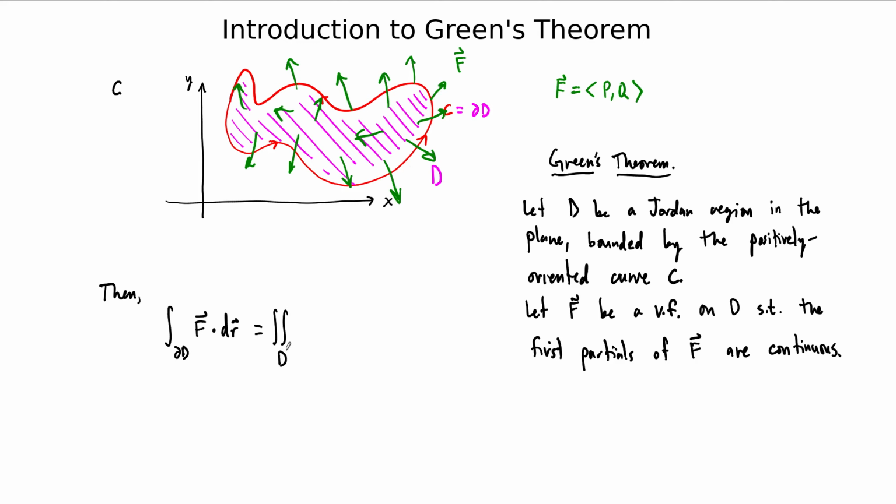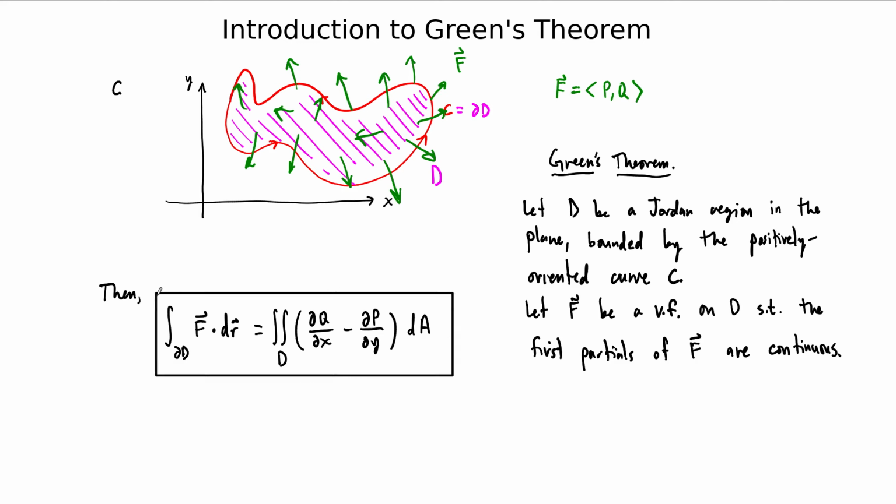of some function that's related to f. But it can't be f itself because we don't know how to take a double integral of a vector field. So what it ends up being is the double integral of the difference of the partials here. So it's going to be dQ/dx minus dP/dy integrated with respect to area. And so this is the conclusion of Green's theorem.